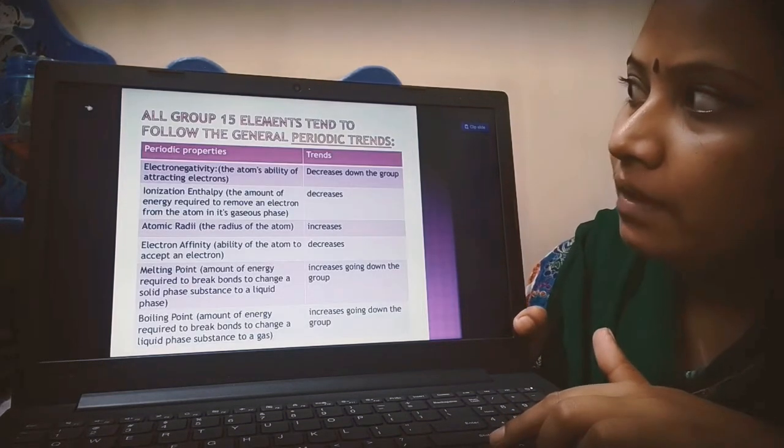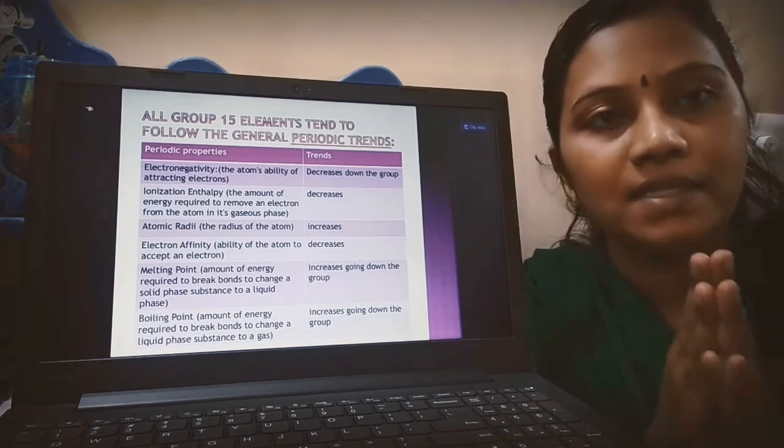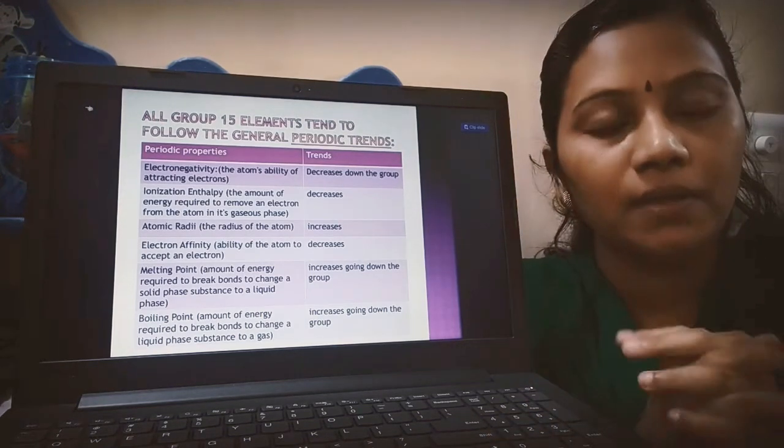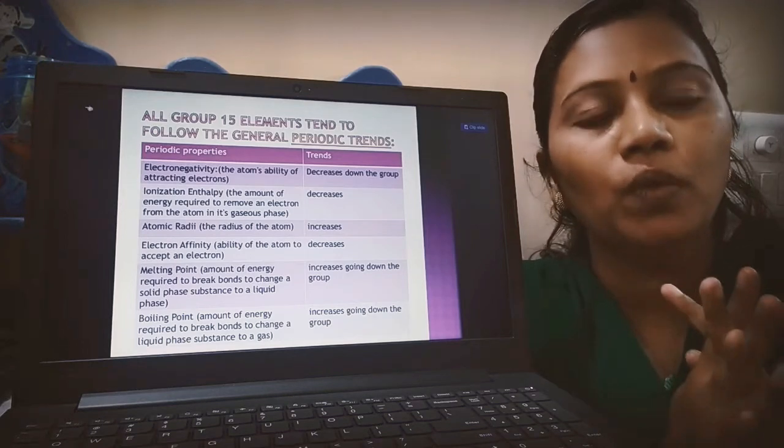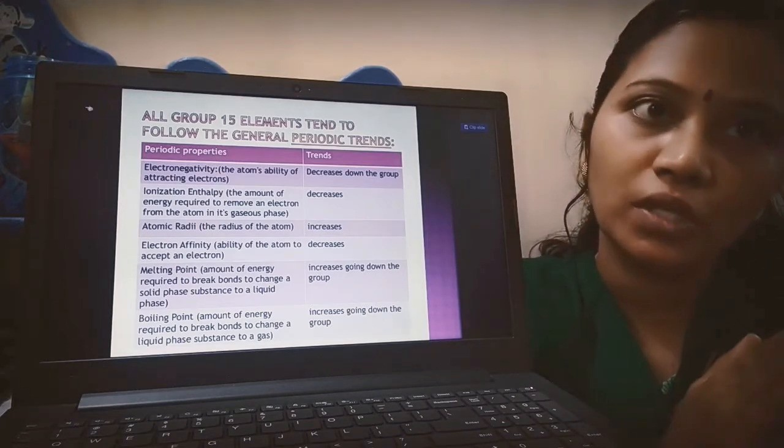Then this is the trend. This is there in the syllabus: what trend your nitrogen family is going to follow. What happens to the ionization energy? What happens to the atomic radii?